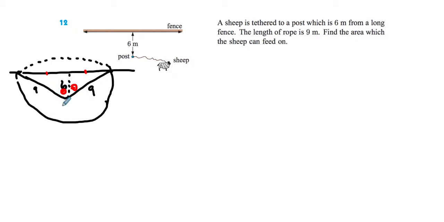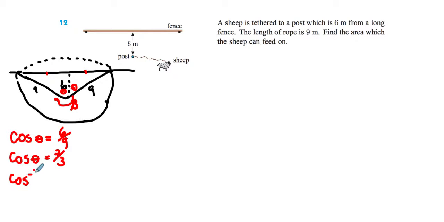So let's see. Let's label a few things. I'm going to call these angles inside the triangle theta and the angle outside beta. So cosine of theta is equal to adjacent over hypotenuse. So the angle whose cosine is 2/3 is approximately 48.19 degrees. So I figured out theta is 48.19 degrees.